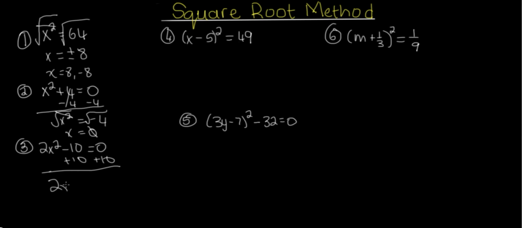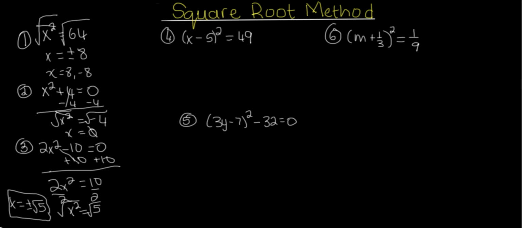So I have 2x squared. The 10s cancel, so here I have equals 10. Divide by 2. So I have x squared equals 5. Finally, I'm ready to get the square root. Square root of 5 is simplified. So for number 2, that's as far as you can go. I'm going to get x equals plus or minus square root of 5. This will be my answer.